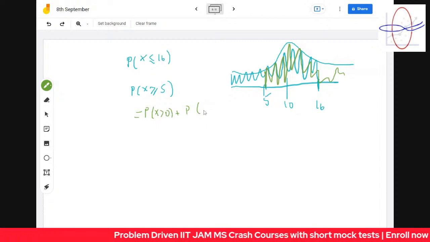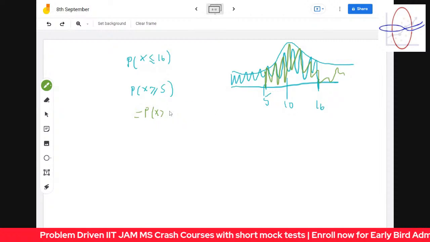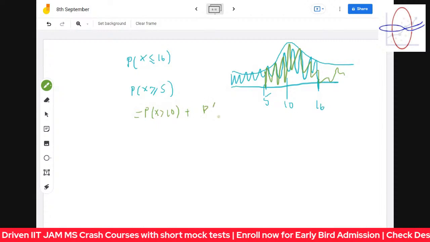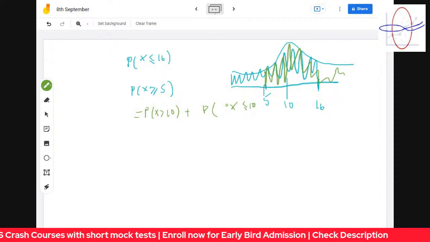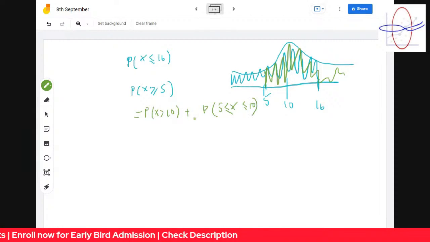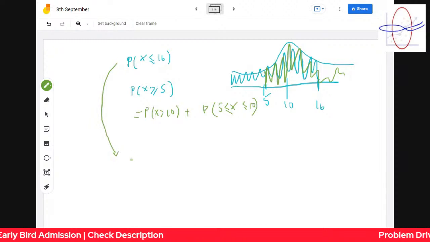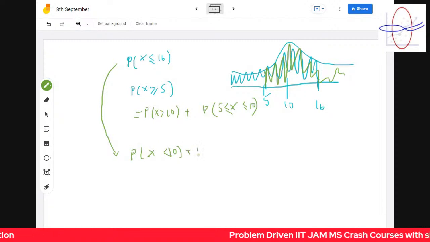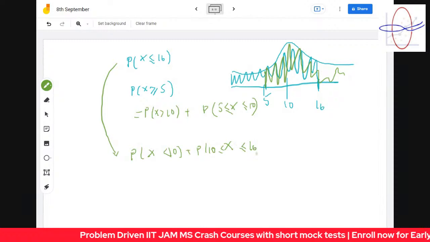sorry, I'm doing something wrong. Yeah, x greater than 10 plus probability x less than or equal to 10 and greater than or equal to 5. This is the extra portion you have. Similarly, for this, we have extra portion probability x less than 10 plus probability x greater than or equal to 10 and less than or equal to 16.